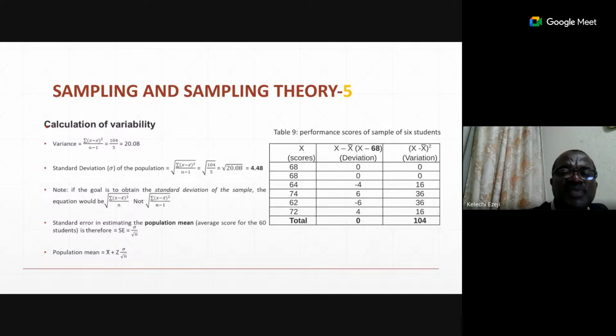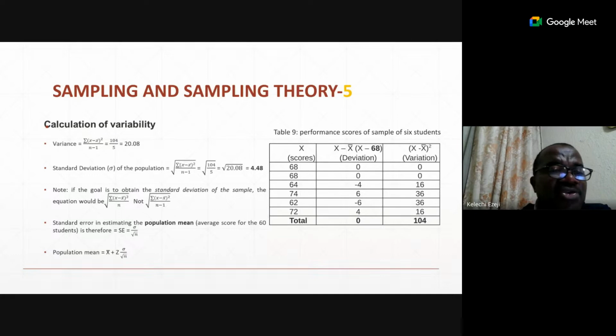So if you look at Table 9, I take you to Table 9 again, you will find that in the second column we have deviation from the mean, x minus x bar. X bar is the mean. So we have the scores on the left. The mean is 68. So the first one, 68 minus 68 is 0. Okay. All right. And variation is x minus x bar squared. So 0 squared, which is the third column, that is 0. So if you follow it through like that for each and every one of them, you see the scores and you total it there. So the total variation, okay?